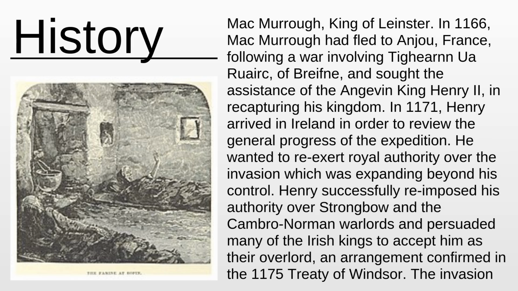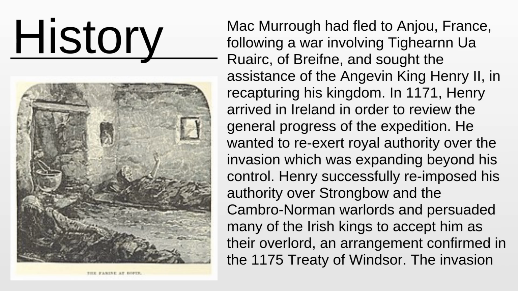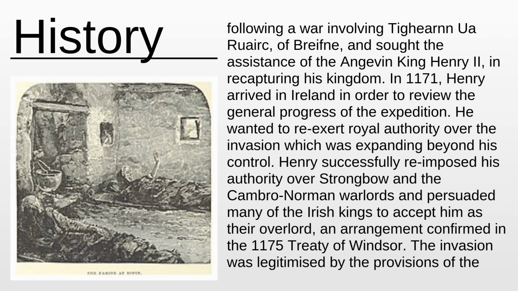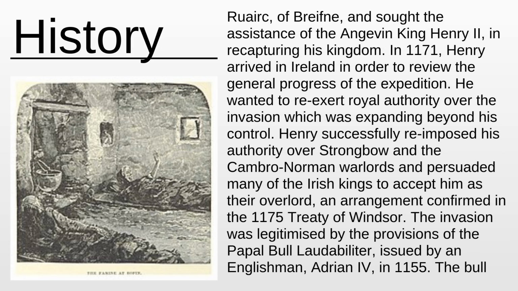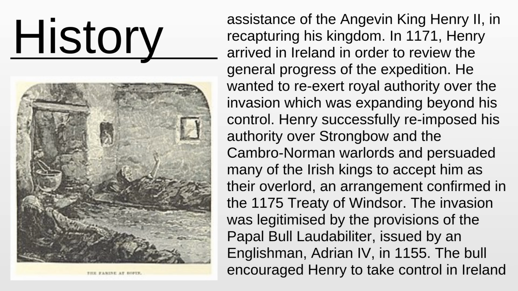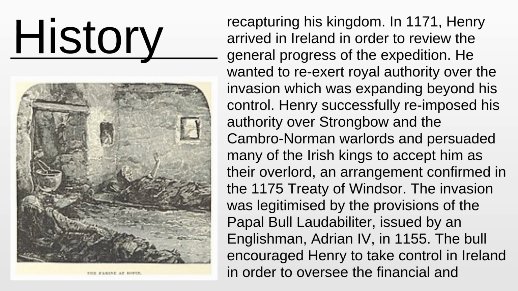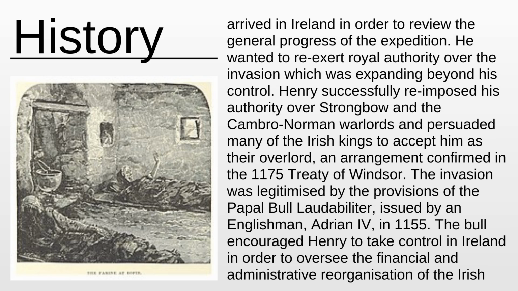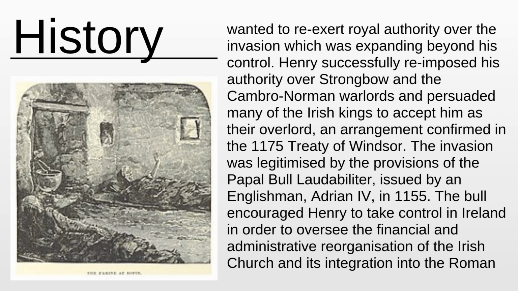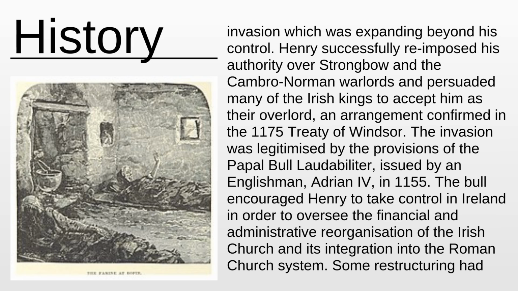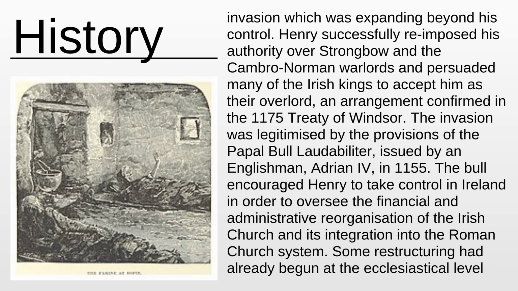In 1171, Henry arrived in Ireland in order to review the general progress of the expedition. He wanted to re-exert royal authority over the invasion which was expanding beyond his control. Henry successfully reimposed his authority over Strongbow and the Cambro-Norman warlords and persuaded many of the Irish kings to accept him as their overlord, an arrangement confirmed in the 1175 Treaty of Windsor.